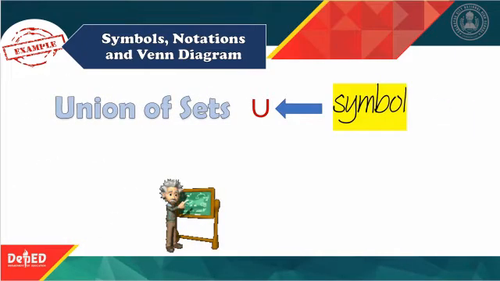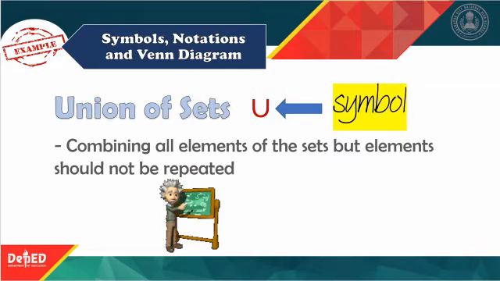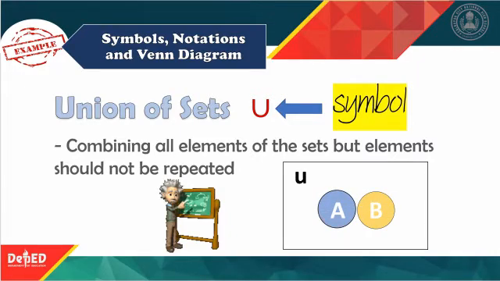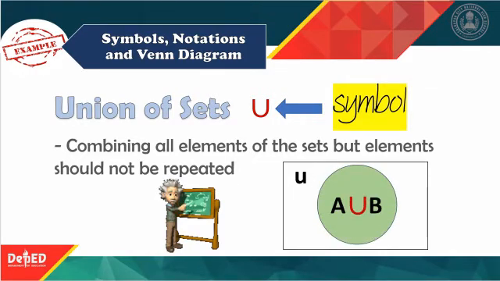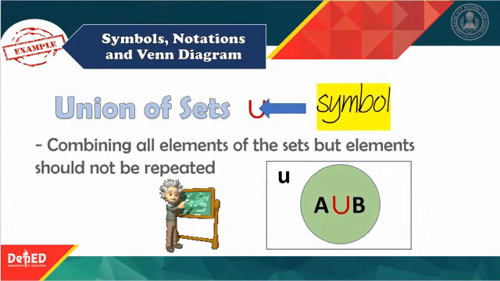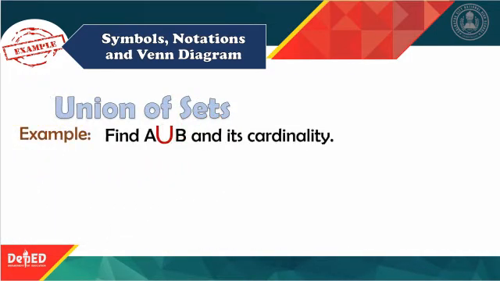The union of sets has this symbol. If you see this symbol, it means you have to combine all elements of the sets, but elements should not be repeated. We can show that in a Venn diagram. Let's say, for example, we have set A and set B. If we're going to combine all the elements of set A and set B, then we have a union of sets A and B.